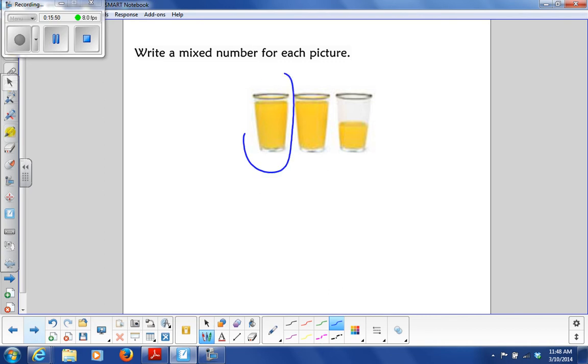How many whole cups of orange juice do I have here? Two. I just circled it. How many do I have? One. How many do I have here? Two. Two. And what's this? Half. Where did you get one?